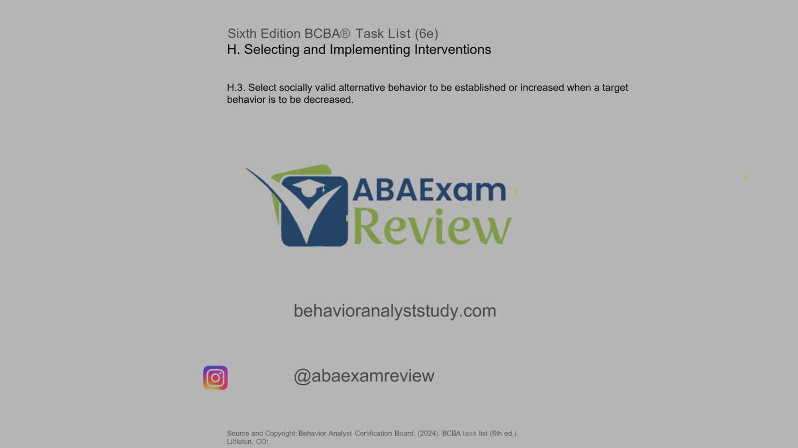Today we're continuing H with H3, select socially valid alternative behavior when a target behavior is to be decreased. H3 is a very straightforward idea where we don't just stop or eliminate behaviors, we teach new behaviors that are going to meet the same function as the one we are reducing. It's a way we remain ethical, it's a way we remain dignified as far as the client is concerned, and it's a socially valid way to teach.